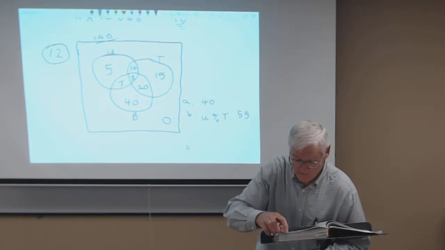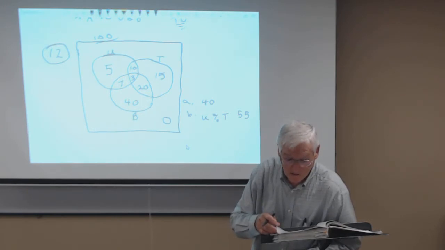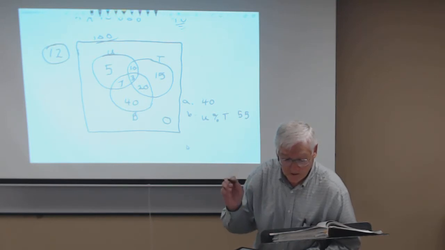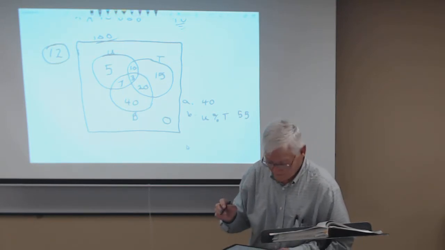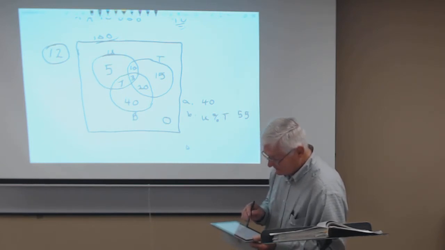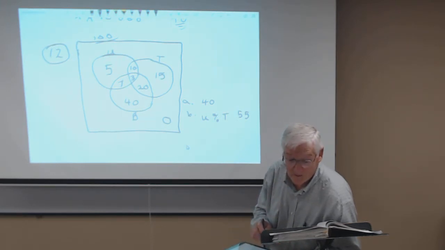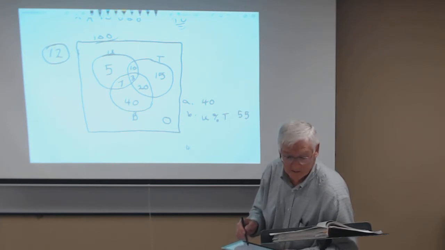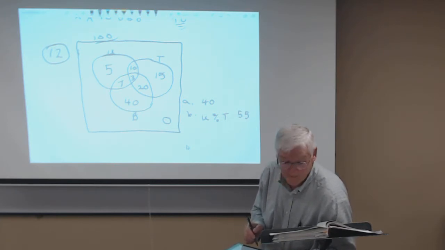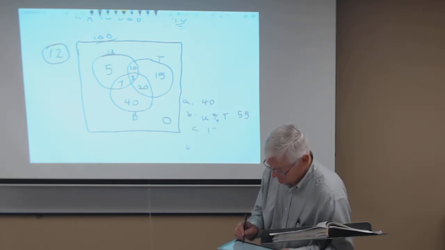Everybody follow what's going on? But the answer would be 40. How many investors own neither bonds nor utility stocks? Oh, you could. Okay. So neither bonds nor utilities. All right. So what would that be? 15. That would be transportation only. So that would be 15. So C would be 15.